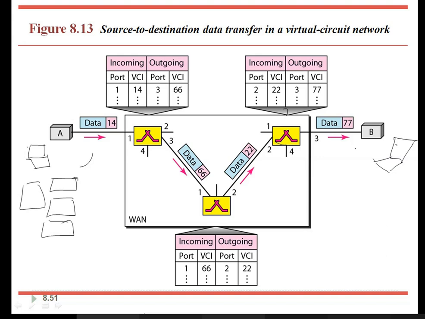Here you need to remember one important point. The data transfer phase is active until the source sends all its frames to the destination. In the diagram I am just showing one frame, but there may be a number of frames, 1, 2, 3. It will have a set of frames, and all the frames will follow the same route.